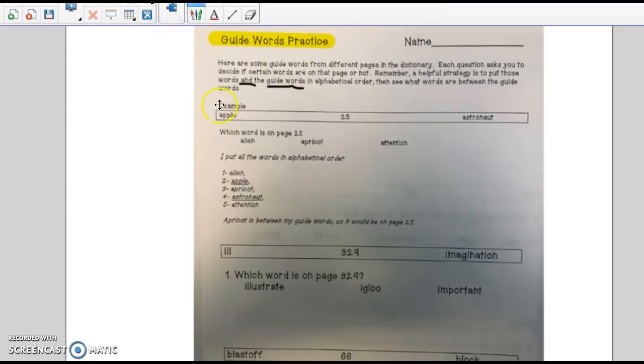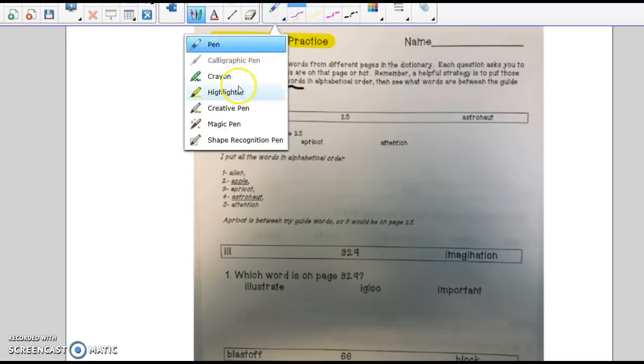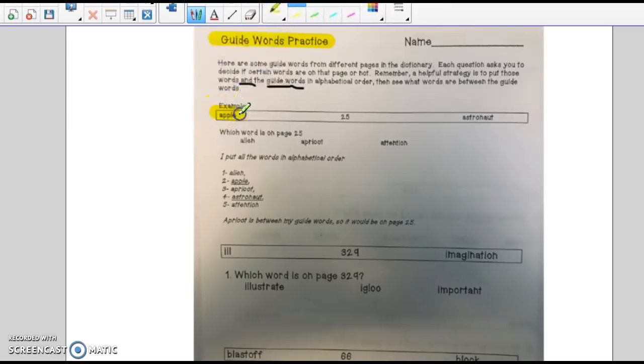All right, so let's look at our example. We have apple and astronaut, and those are supposed to be on page 25 of the dictionary. So here are your guide words. Now, if you know anything about dictionaries, and again, everything I write should be on your paper, you know that the first guide word is actually the first word on your dictionary page. So label that. This is going to be the first word on the page.